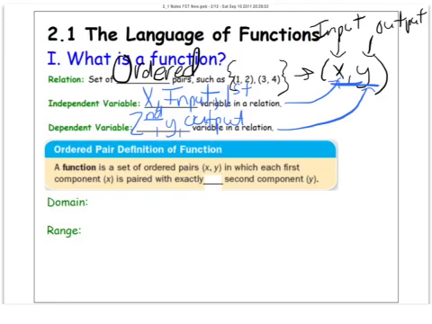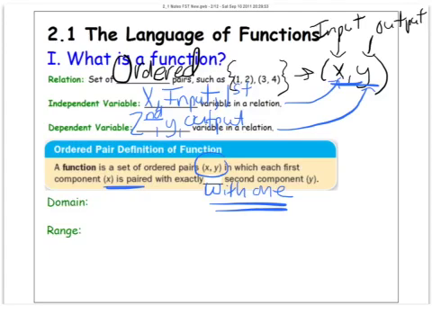A function by definition is a set of ordered pairs x and y, like we have above, in which each first component x is paired exactly with one second component y. So basically that means every x can only be matched with one following y answer.